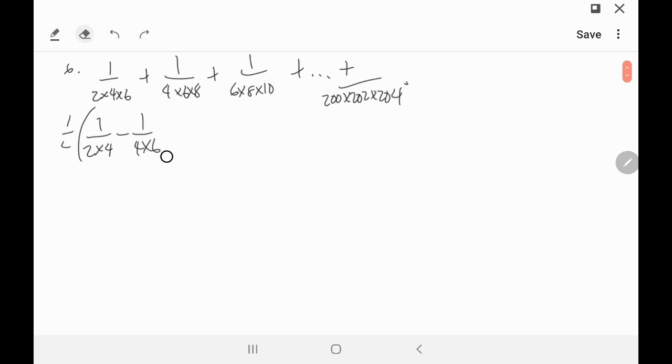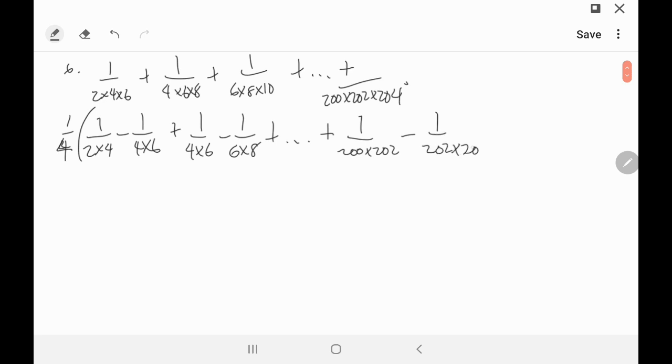So outside we write 1/4, and then inside would be 1 over 2 times 4 minus 1 over 4 times 6 plus 1 over 4 times 6 minus 1 over 6 times 8, and so on up to 1 over 200 times 202 minus 1 over 202 times 204, close parentheses. And that one cancels with that. Cancel, cancel. We are now left with this.